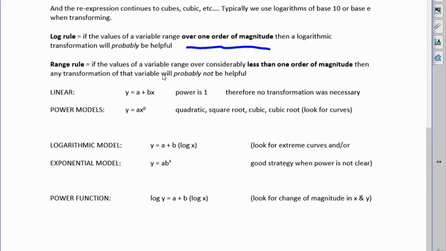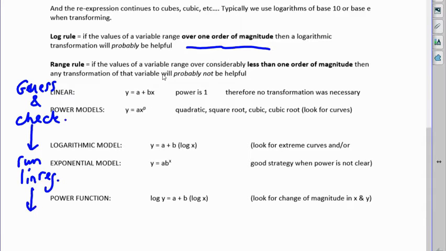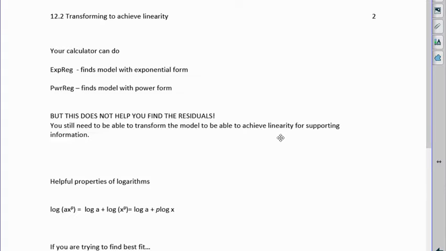Now, to do any of this, it's basically going to involve guess and check. You're going to do a transformation, run your linear regression, look at the R, check the graph, and decide if you feel like that was the best one. So I'll do an example like that. I've divided this into 3 examples in 3 different videos.